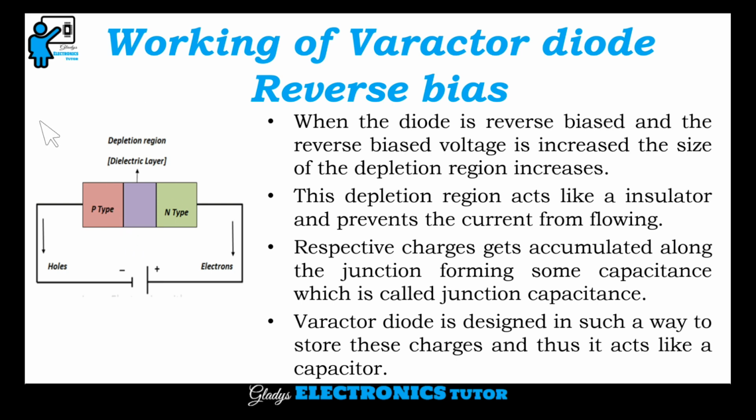So this is the reverse bias. So when the diode is reverse biased and the reverse bias voltage is increased, the size of the depletion region increases. So this depletion region acts like an insulator and prevents the current from flowing. So the respective charges get accumulated along the junction forming some capacitance which is called junction capacitance. So varactor diode is designed in such a way to store these charges and thus it acts like a capacitor.